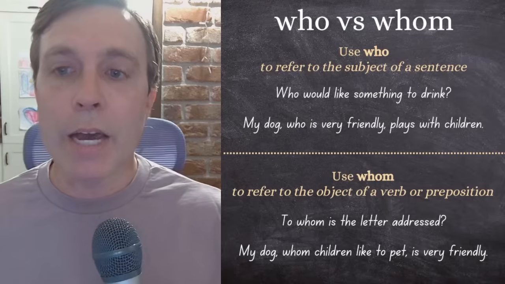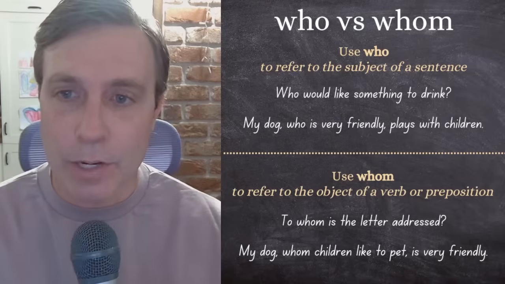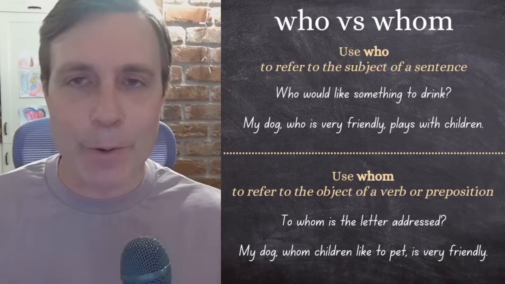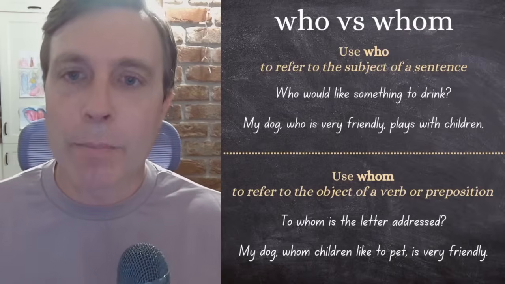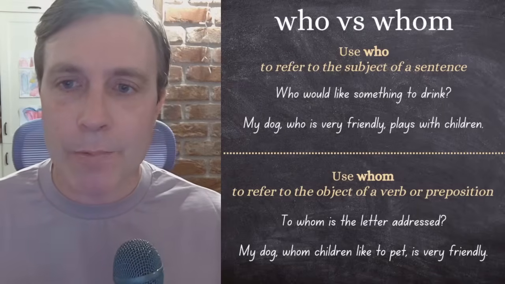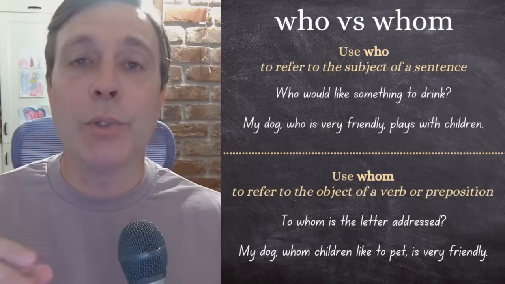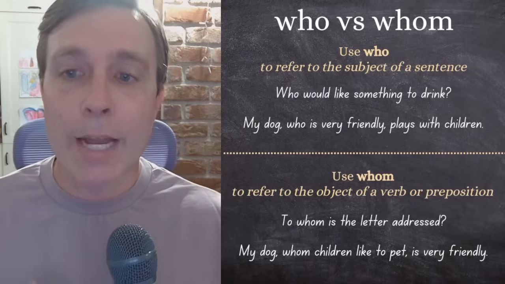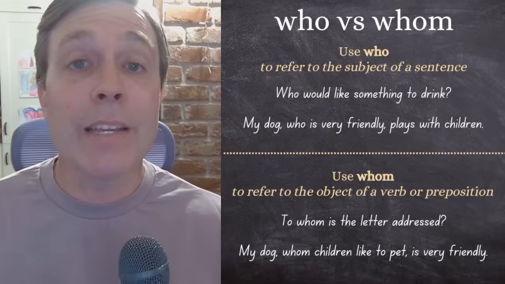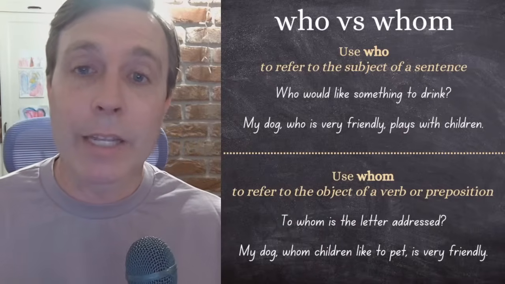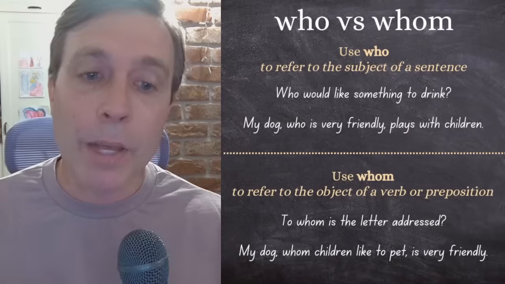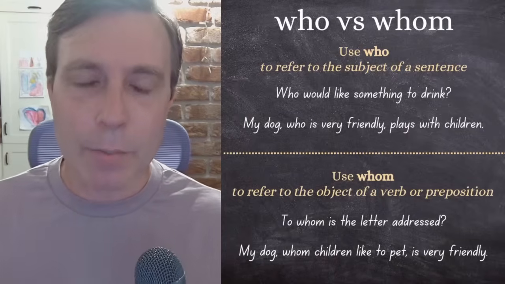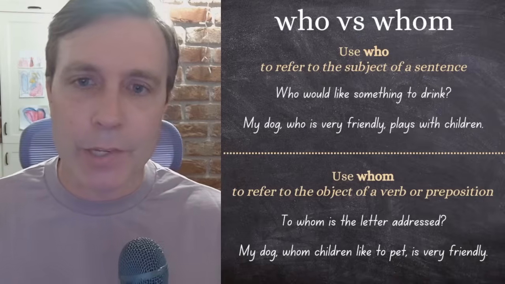Whom refers to the object of a verb or preposition. To whom is the letter addressed? It does sound very formal, a little Shakespearean, but once again, if I replace it with an object, the letter is addressed to him. The letter is addressed to her. I'm going to use whom. My dog, whom children like to pet, is very friendly. Children like to pet him. Children like to pet her. We use whom.